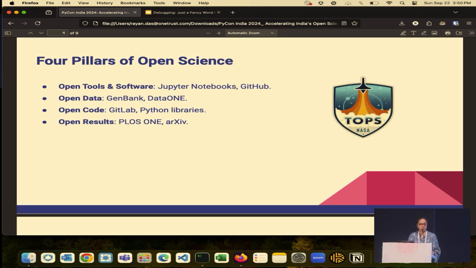which supports open science, is open data. By making scientific data open, using projects like GenBank and DataOne, data can be made open. The third pillar, which is the basis for open science, is open code, by using GitLab and Python libraries. And the fourth one is publishing the results in open access journals rather than in closed access journals. Some examples of open access journals are PLOS and arXiv.